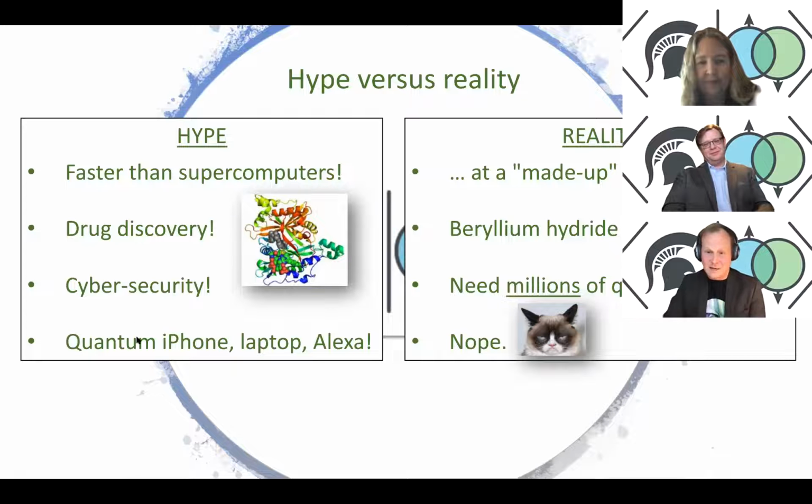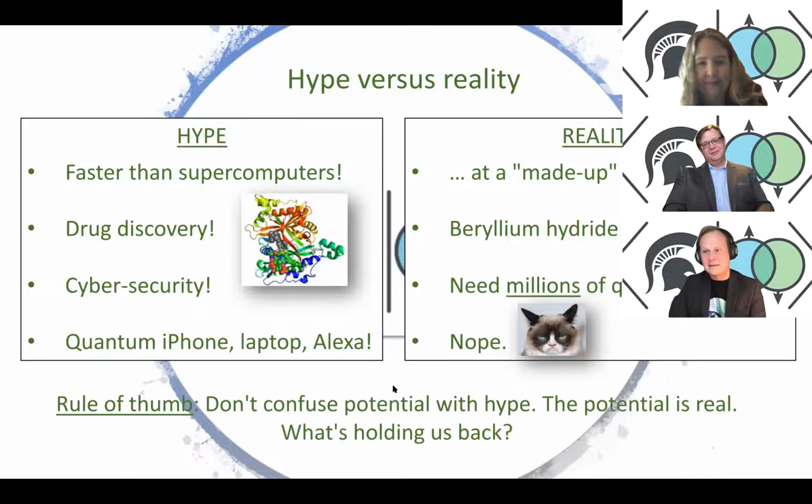And then you'll see even crazier things on the internet. People are going to be promising you a quantum iPhone or a quantum laptop, or Alexa is going to be powered by AI and quantum together. And I just don't even know what to say about some of those things. That's not what we're doing right now. That's not the right thing to be thinking about.